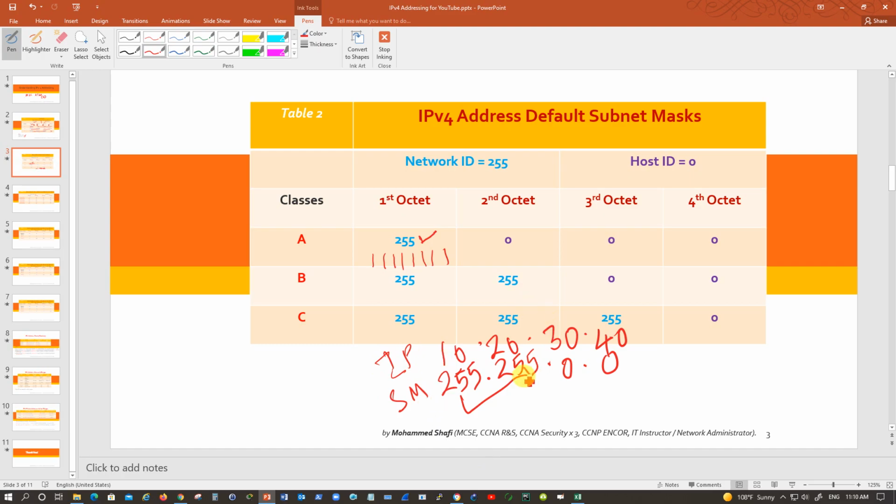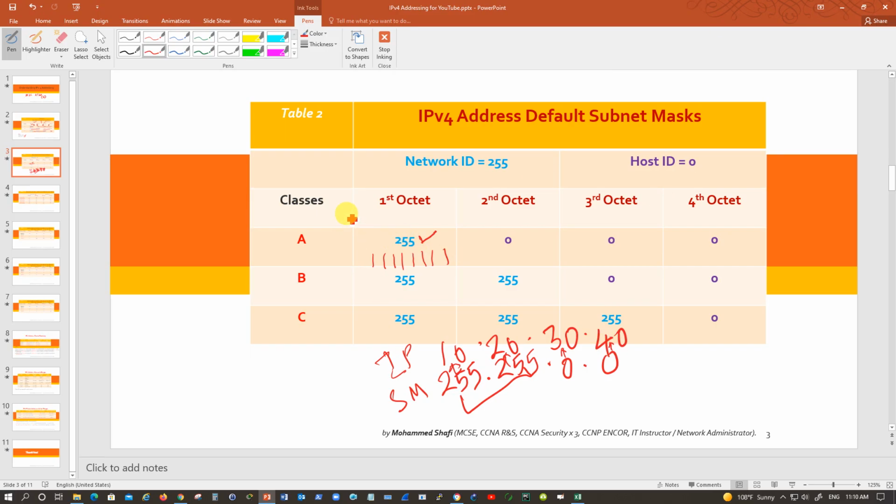If I reduce 255 or increase to 55, it will change the net ID and the host ID values inside this given IP address. Okay, so anything corresponding to 255 is taken as net ID, and anything corresponding to 0 is taken as host ID. I hope this one is clear. Okay, so let's move on.